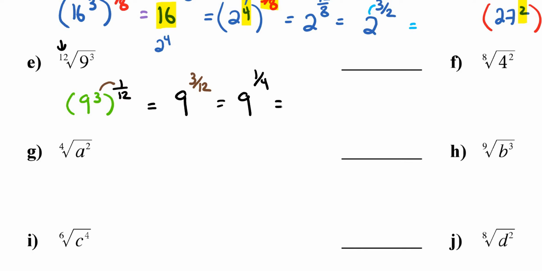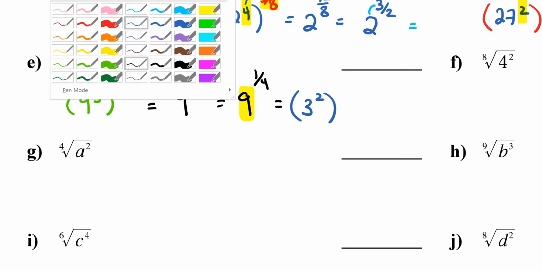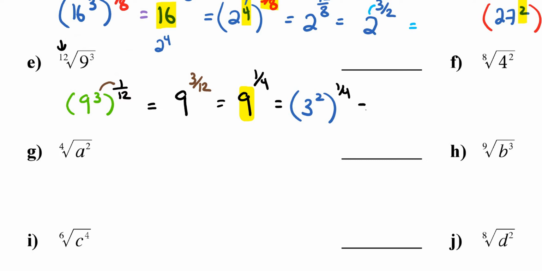Is there anything else that we can do here? Yep, I can rewrite the 9 as 3 to the power 2. And then the 1 over 4 will still tag along. So quite a bit of simplifying we can do here, and if I multiply the 2 and the quarter, I get 3 to the power of 1/2, right? So 2 times a quarter is a half, and anything to the power half is just the square root of that number. So the square root of 3 is my final answer for letter E.